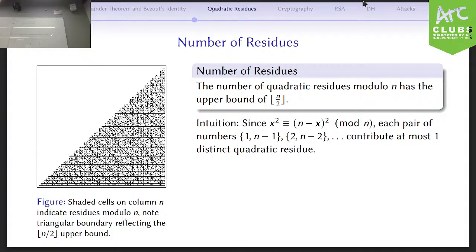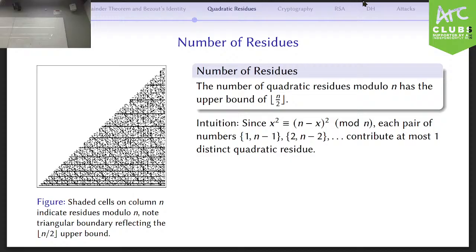So notice that all of these horizontal lines are kind of the square numbers, because any square number, intuitively, is squared. For example, 4 is 2 squared. So anything that's a square number is automatically a quadratic residue modulo anything. That's why you have all of these horizontal lines representing 1, 4, 9, and so on. But the more important thing is that notice how it forms a triangle, right? That's because of this symmetry.